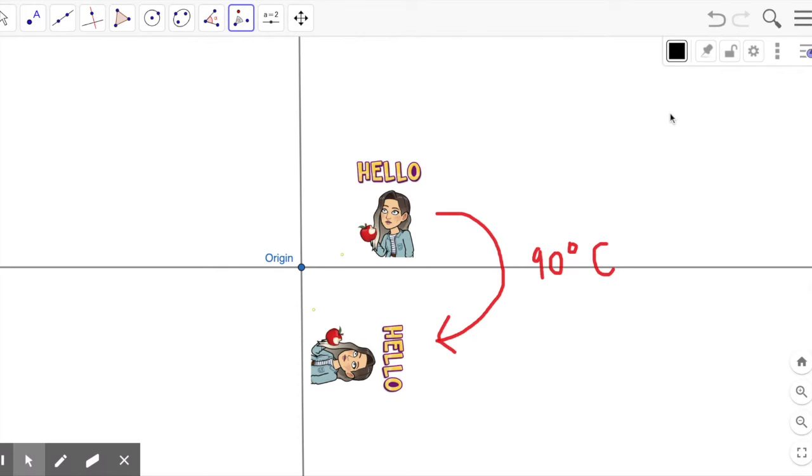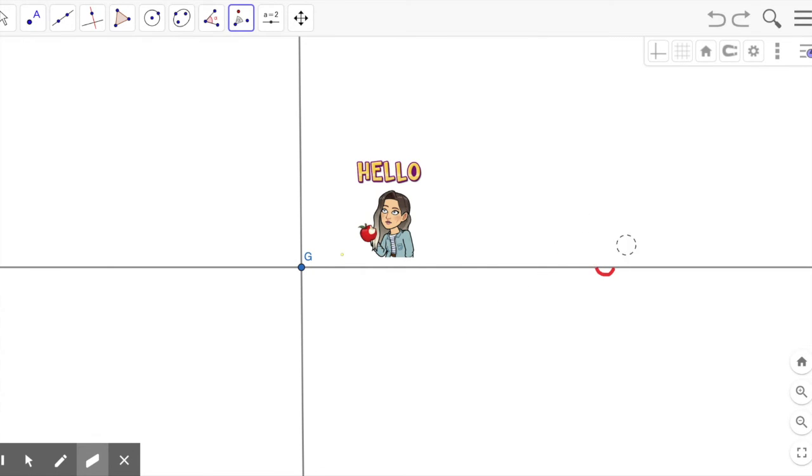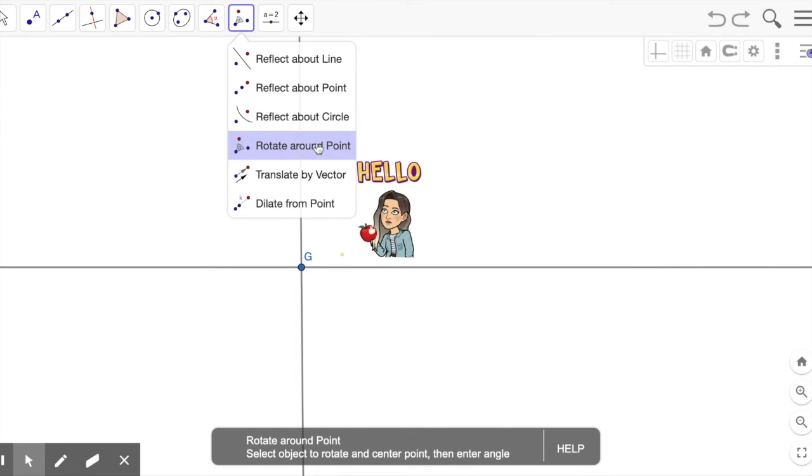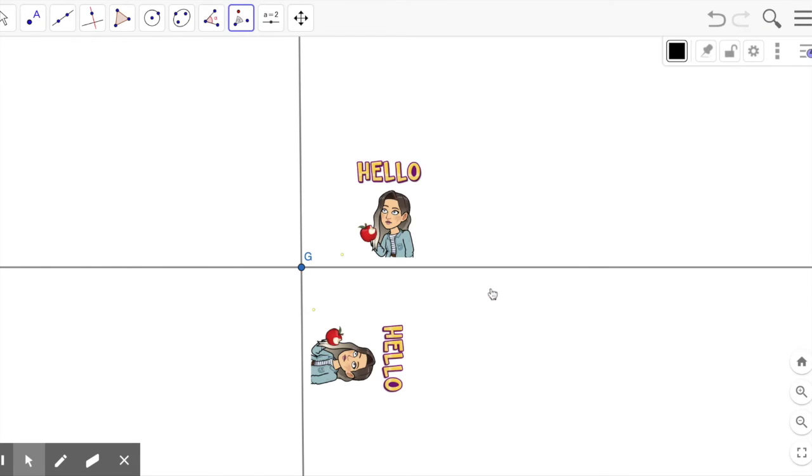Okay, so now I want to look at a different type of rotation, and I want to compare them. So let me just erase this. Okay, so now let's look at a rotation. Now instead of 90 degrees clockwise, let's look at 270 degrees counterclockwise. Now as you can see, it's in the exact same position, but this time we were going counterclockwise.